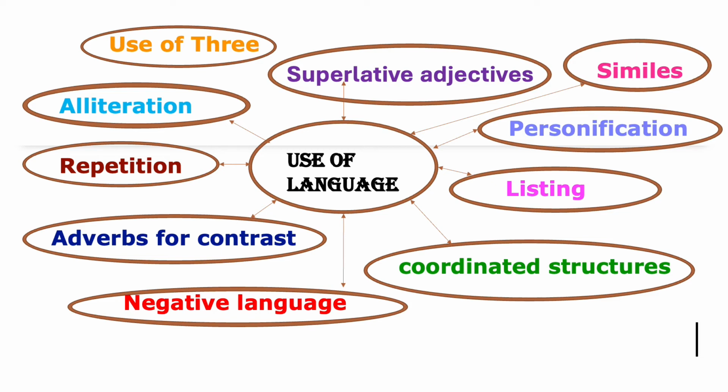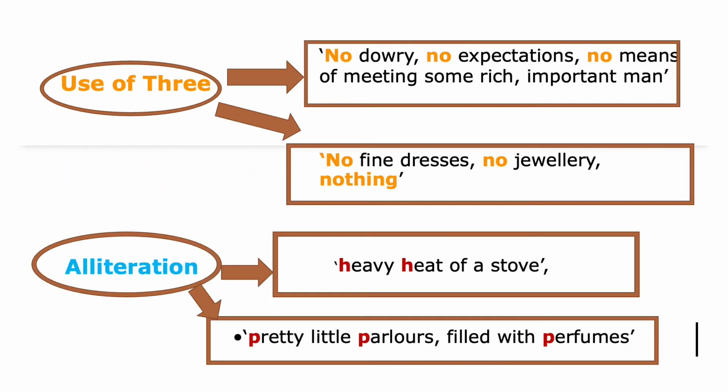He has employed similes, personification, listing, coordinated structures, negative language, adverbs for contrast, superlative adjectives, repetition, alliteration, and use of three. Use of three is using some sentence patterns three consecutive times. Here, use of three is used to emphasize how pathetic she is in her society. It also increases the memorability of the message.